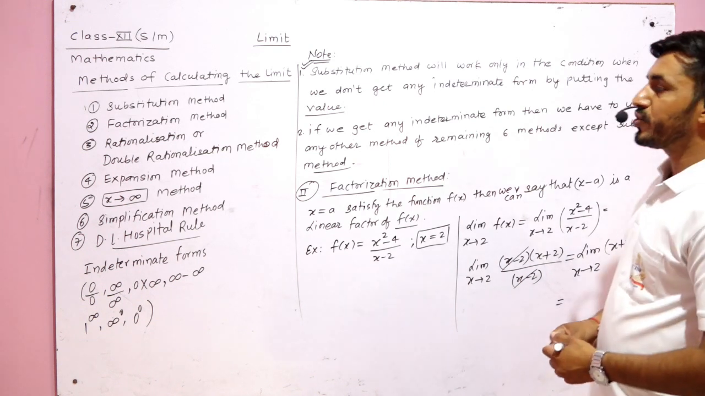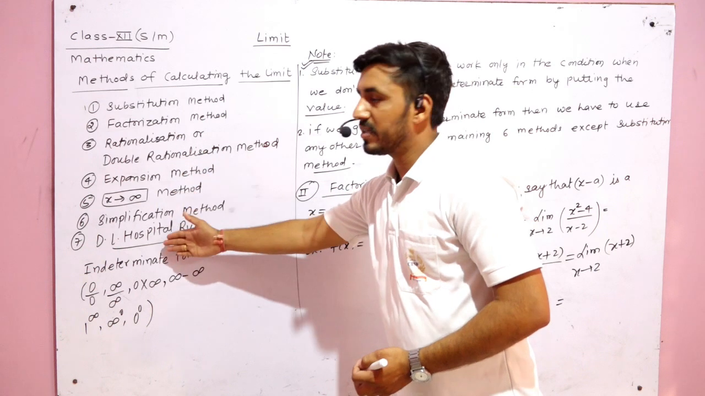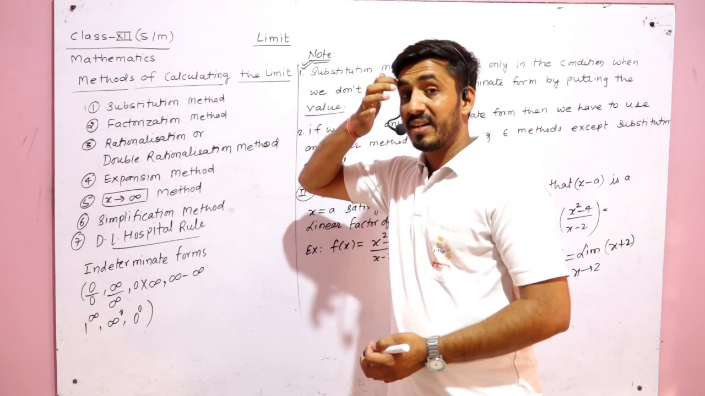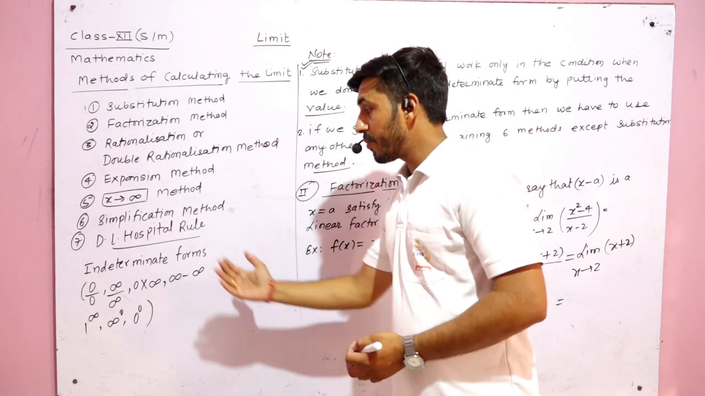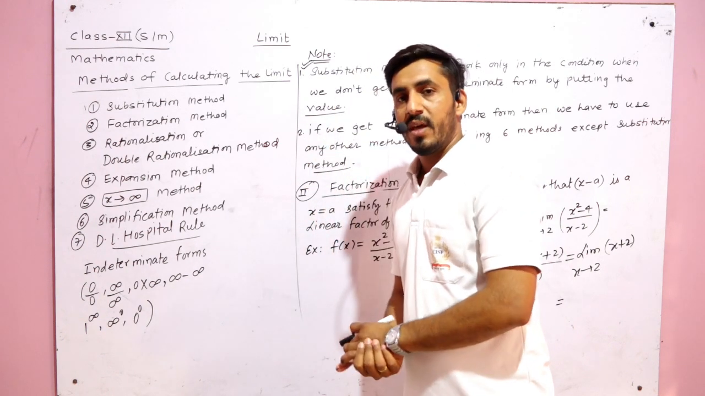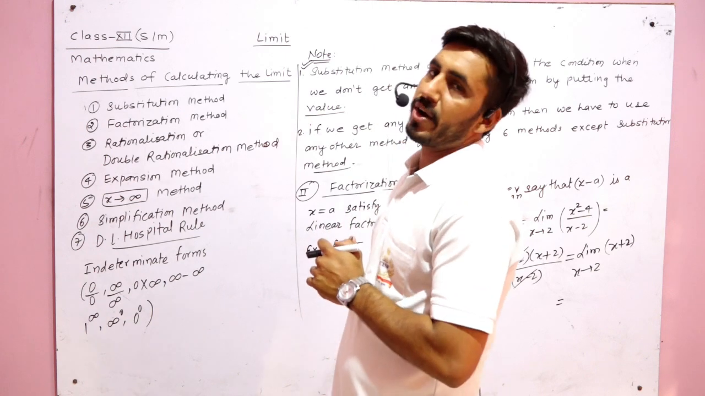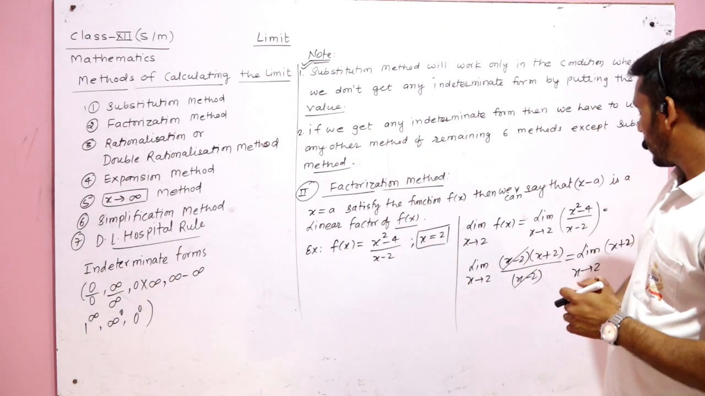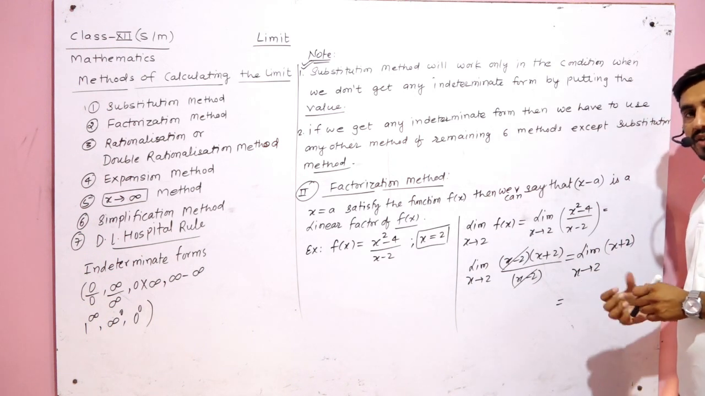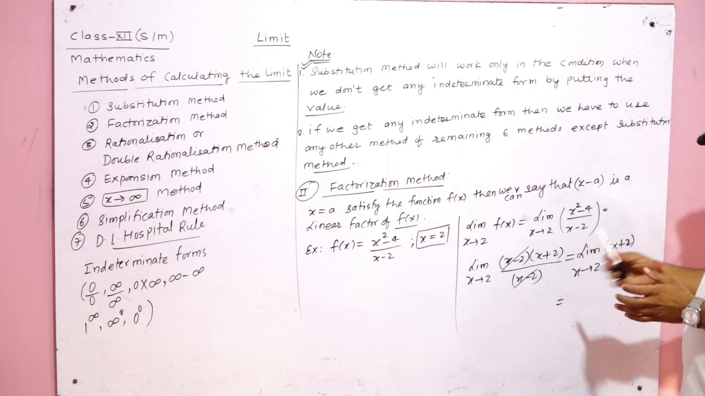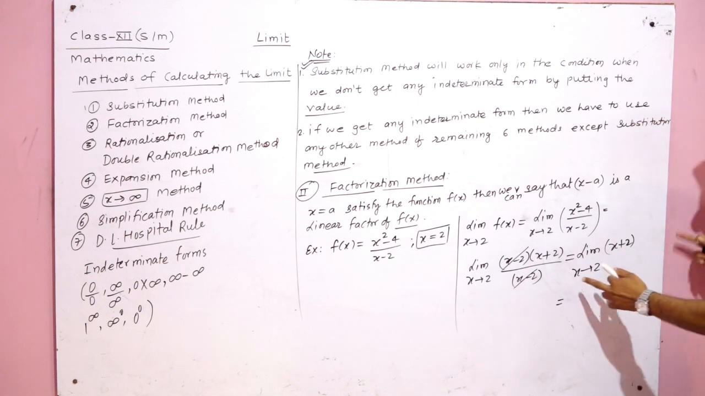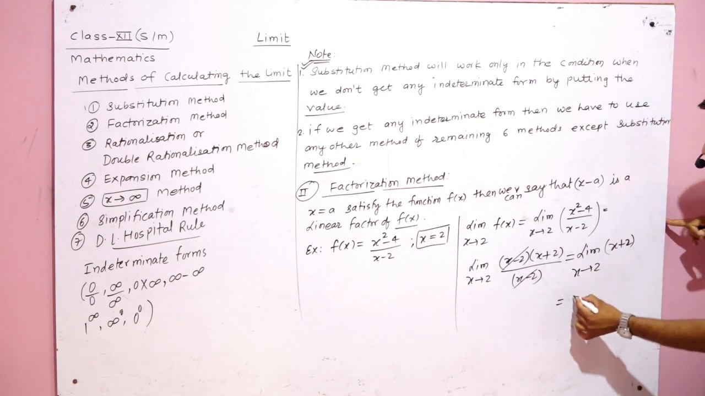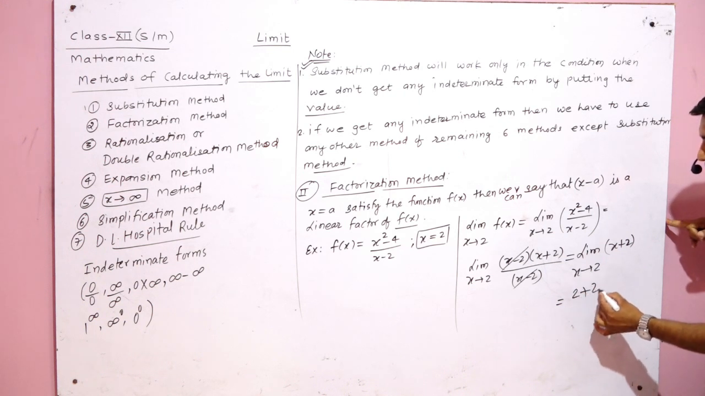By using methods other than the substitution method, our target is to remove the indeterminate form. If we have removed the indeterminate form, then again we will use the substitution method. We will put x is equal to 2 in the final situation. Then the obtained value will be 2 plus 2 is equal to 4.